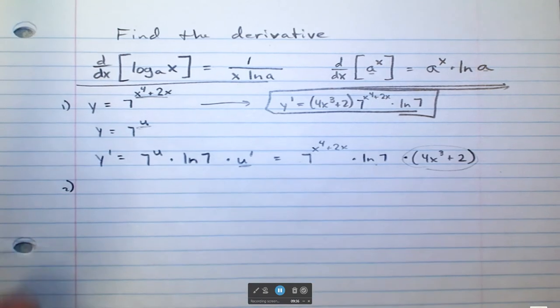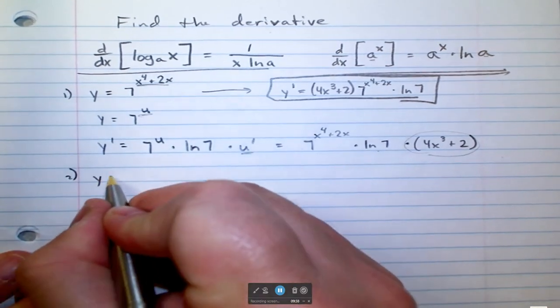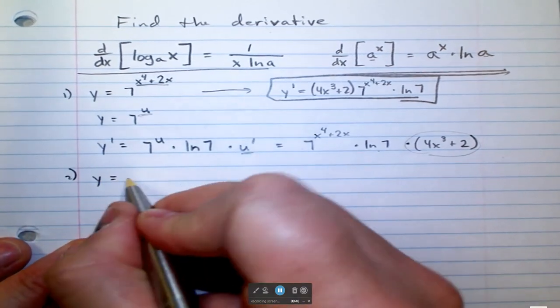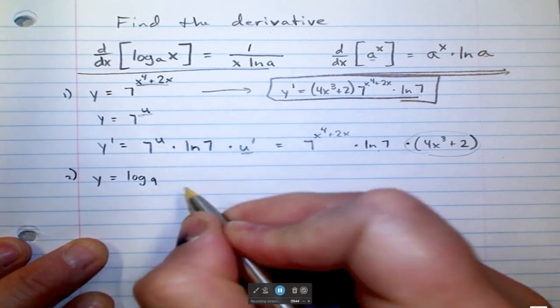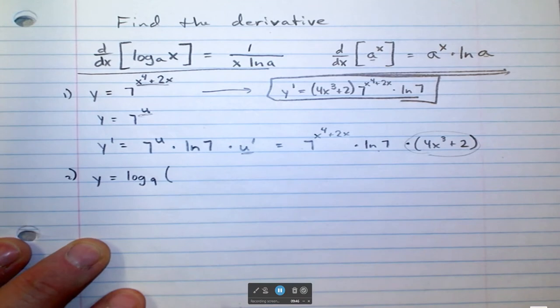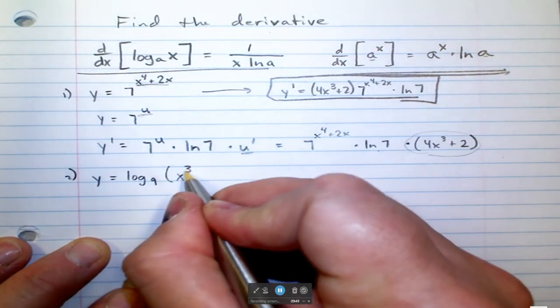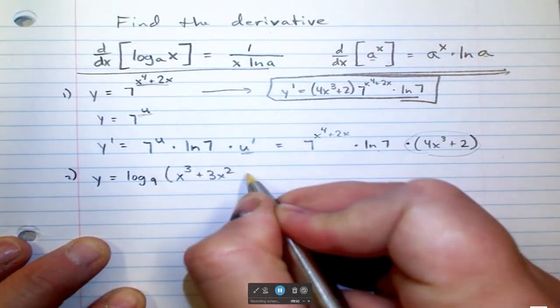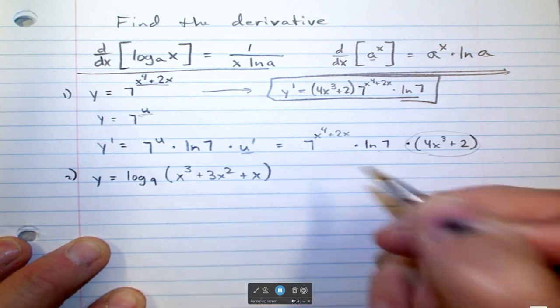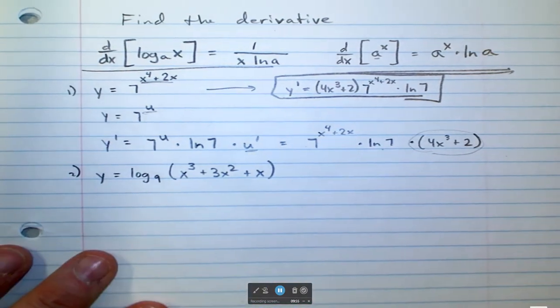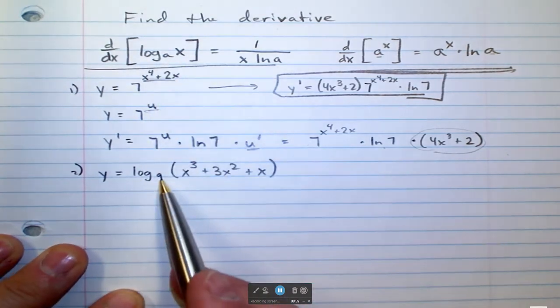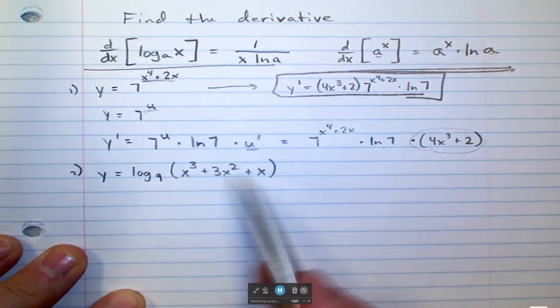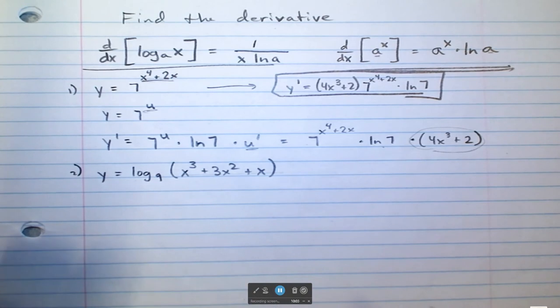Okay, let's try a different one. What if we had a similar problem? y equals log 9 of x to the 3rd plus 3x squared plus x. Okay, so we got this wonderful logarithm problem. What have we got? We've got log A of x. Well, because this isn't an x, we have to use the chain rule, right?